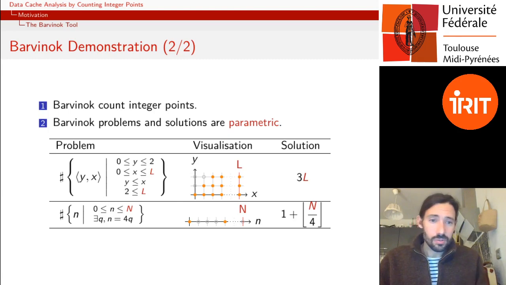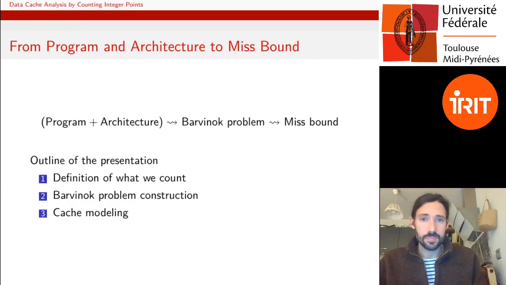So I hope that you have in mind what this tool can do, and I hope that you have the intuition that it can count for us. Count, for example, cache misses. This is the whole idea of this presentation, of this work. We take a program and the hardware architecture. We turn that into a Barvinok problem, and Barvinok gives us a miss bound.